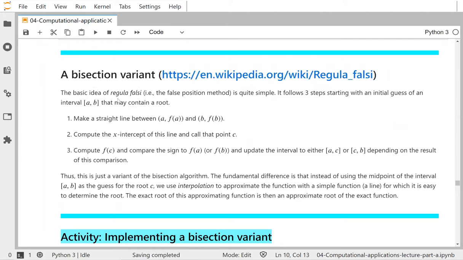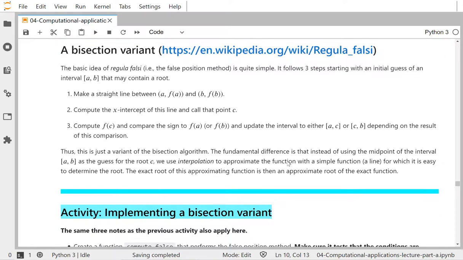The bisection variant. The basic idea of this false position method is quite simple. It follows 3 steps starting with an initial guess of an interval that may contain a root. So it starts much like the bisection. But what it does is that it creates a straight line between the 2 points (a, f(a)) and (b, f(b)). It then computes the x-intercept of this line, which you would call the point c, and it says that's the approximate root. And then it does the same things. It computes f(c) and compares it to f(a) and f(b) and changes the interval just like you do in the bisection, with the exception that you're not necessarily bisecting the interval anymore. So that's the fundamental difference.